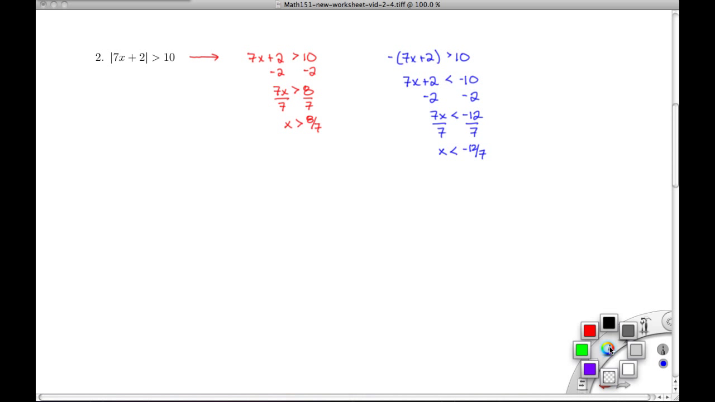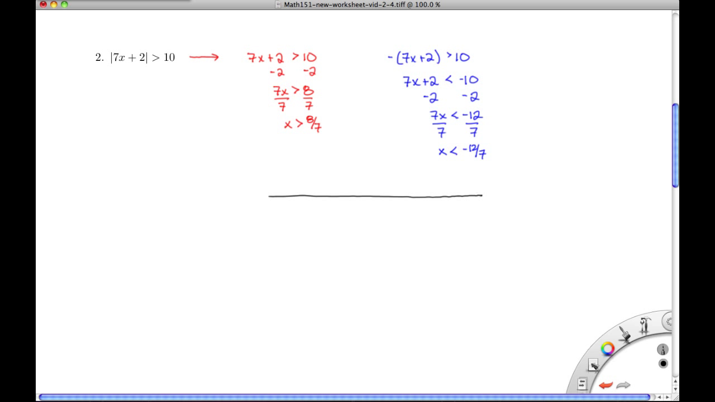So again, I'm going to go ahead and sketch out a real number line and plot these two individual intervals. I know this might seem like a little extra work, but once you do a few of these, this becomes a pretty easy task. So we've got -12/7 over here, and then we've got +8/7 over here. So let's go ahead and drop down these points in the real number line.